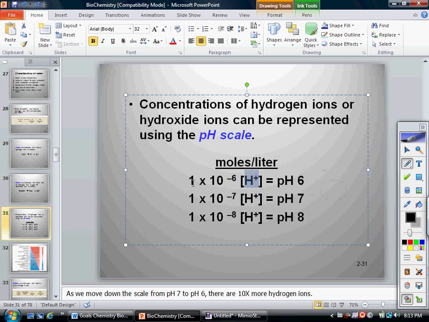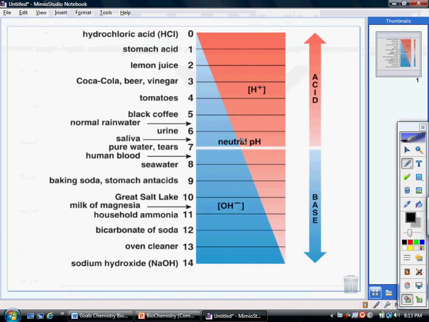The reason is because it's calculated like this. If something has a pH of 6, it means that it has 1 times 10 to the negative 6th power of hydrogen ions. Well, this number, 1 times 10 to the negative 6th, is much larger than 1 times 10 to the negative 8th. Therefore, the lower the number, the greater the number of hydrogen ions. So something with a pH of 1 has the greatest amount of hydrogen ions. Something with a pH of 14 has the least amount of hydrogen ions. Let's take a look at a scale.